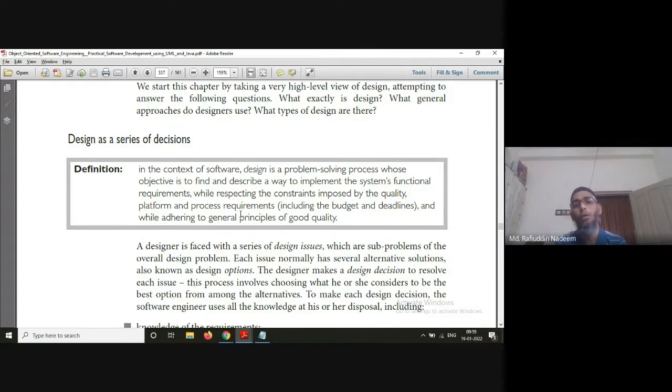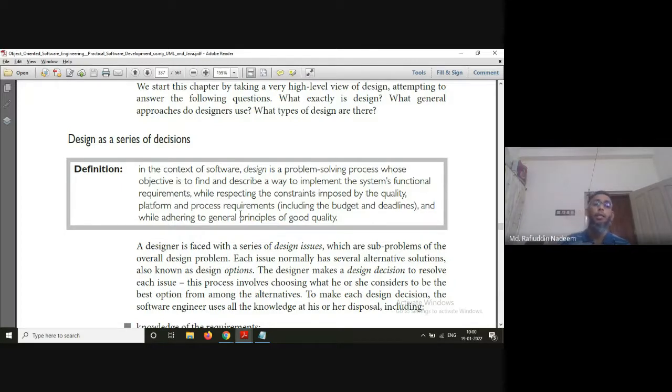Now what you are doing? Now you are going to design the machine. You are going to take those requirements and design the machine here. The design is a problem-solving process whose objective is to find and describe a way to implement the system's functional requirements, while respecting the constraints imposed by the quality, platform, and process requirements, including the budget and deadline, and while adhering to the general principles of good quality.